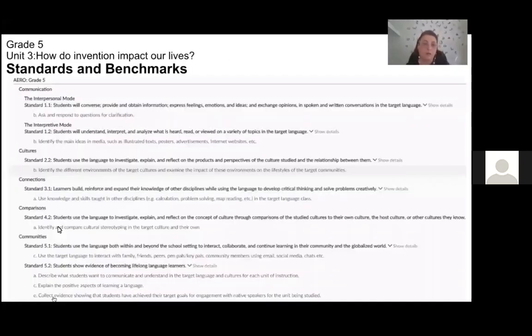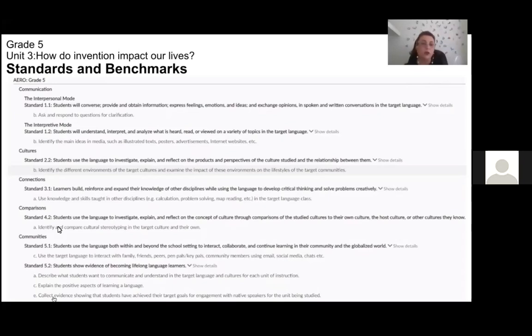Now, if we're going to talk about the standards and benchmarks, as I mentioned before, the standards and benchmarks help to ensure curriculum alignment. Each benchmark is assessed at least once during the year. Our summative assessment is related to the AERO standards benchmarks, and we always keep the end in mind. As you can see, the writing in bold talks about the standards, and the lighter writing is the benchmarks that we address in the unit.